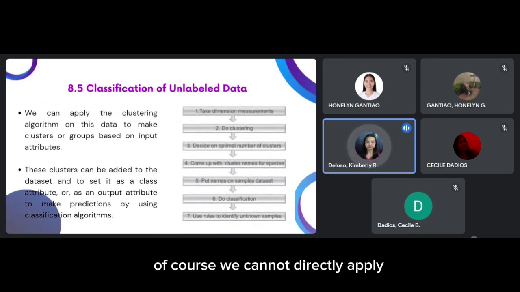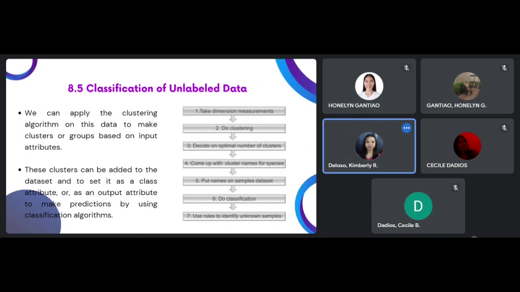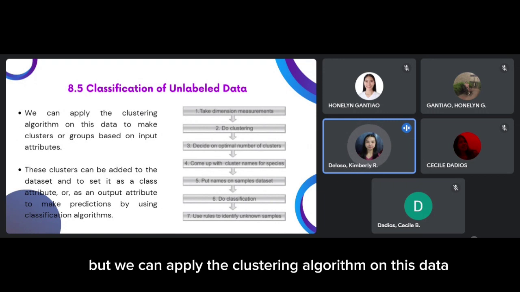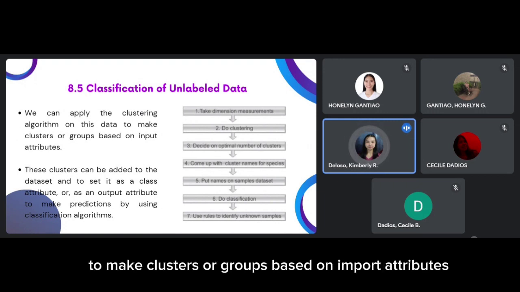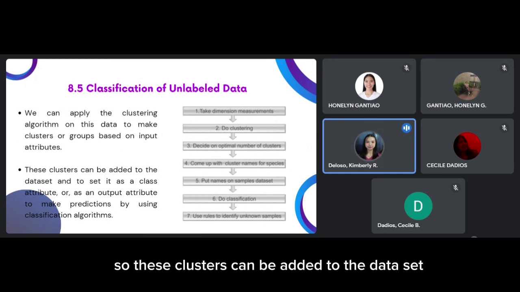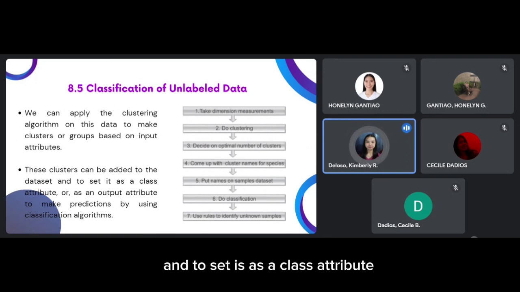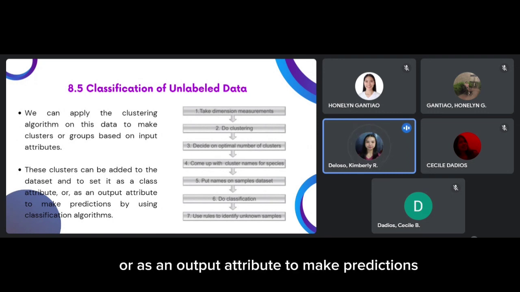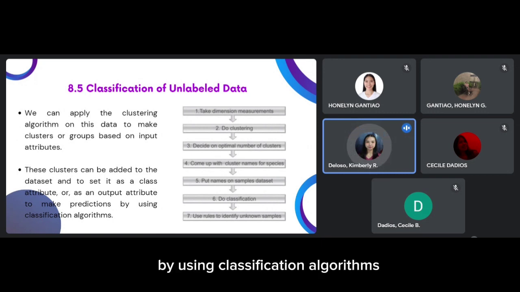Of course, we cannot directly apply classification on unlabeled data, but we can apply the clustering algorithm on this data to make clusters or groups based on input attributes. So these clusters can be added to the dataset and set as a class attribute or as an output attribute to make predictions by using classification algorithms.